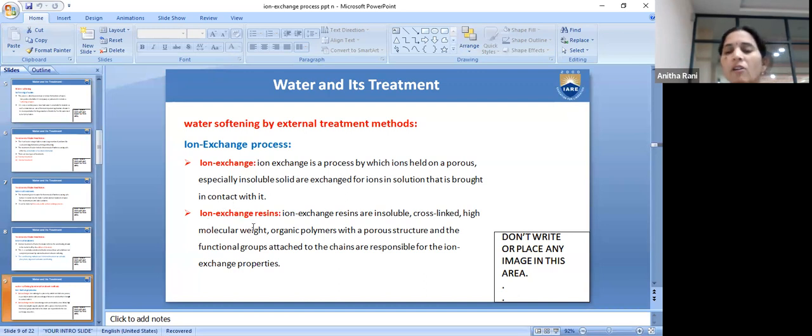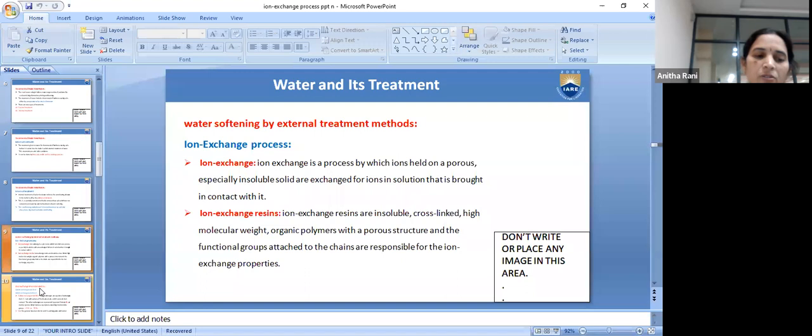Now I will tell you what is ion exchange resin, and you will understand very clearly. Ion exchange resins are insoluble, cross-linked, high molecular weight organic polymers, with a porous structure and functional groups attached to the polymer chains. The functional groups are H+ ions and OH- ions. These are responsible for the ion exchange properties. In the next slide, you can see clearly.